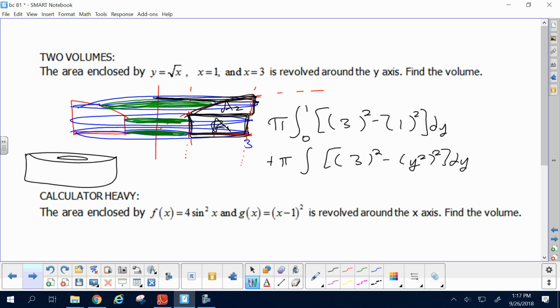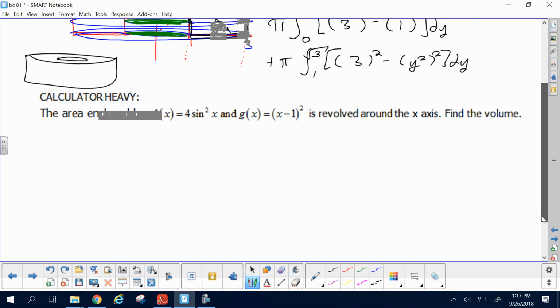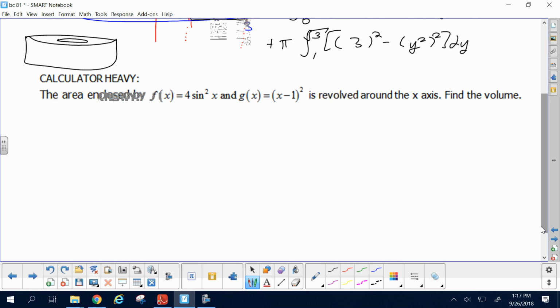From where to where? 1, 2, 3? Root 3, yeah. If x is 3, then y is root 3 for y value. Nice. All right. Now you can plug that in your calculator. And don't worry about that. Let's go on to the last one. Let's do that calculator-ish kind of question.